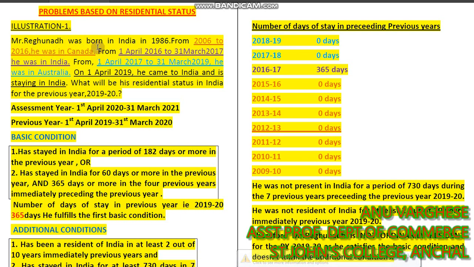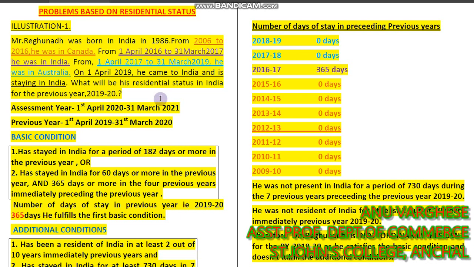Mr. Raghunath was born in India in 1986. From 2006 to 2016, he was in Canada. From 1st April 2016 to 31st March 2017, he was in India. From 1st April 2017 to 31st March 2019, he was in Australia. On 1st April 2019, he came to India and is staying in India. What will be his residential status in India for the previous year 2019-20?